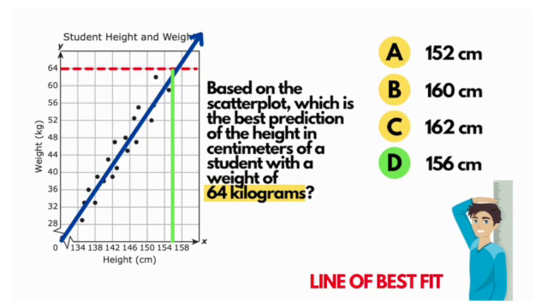So based on the scatter plot, which is the best prediction of the height in centimeters of a student with a weight of 64 kilograms? D, 156 centimeters.